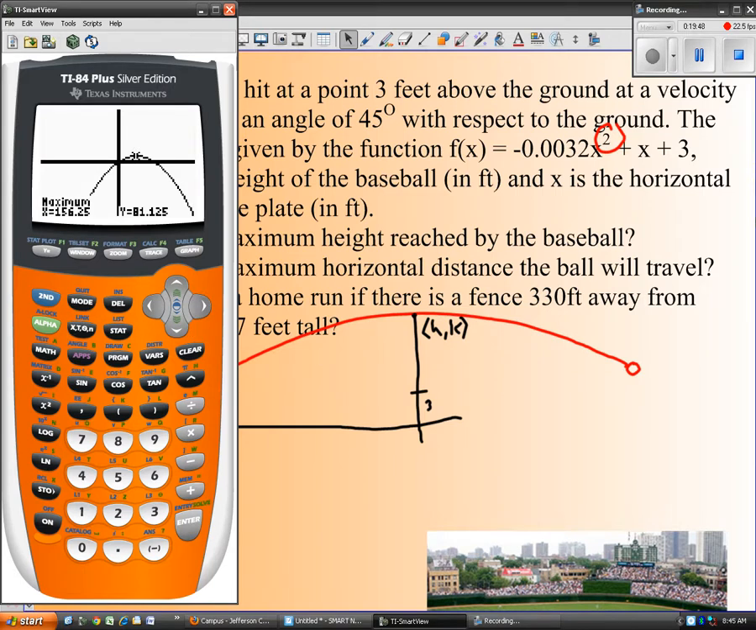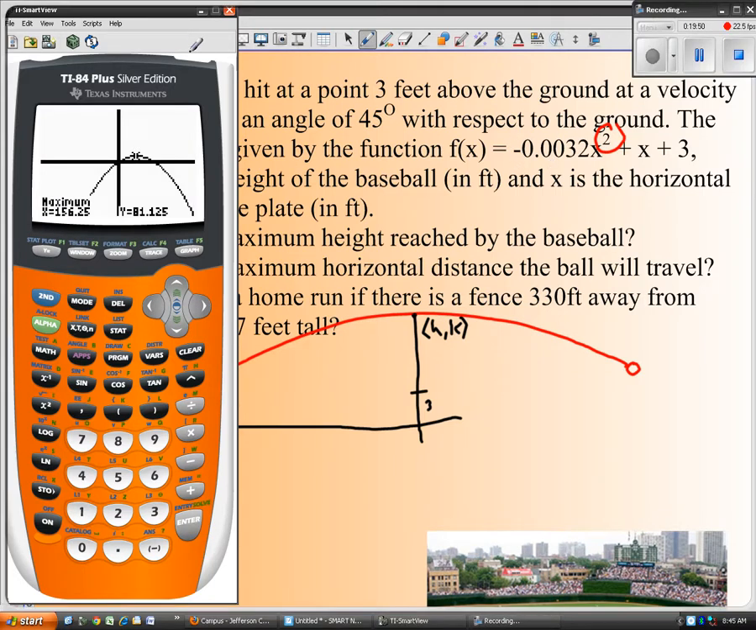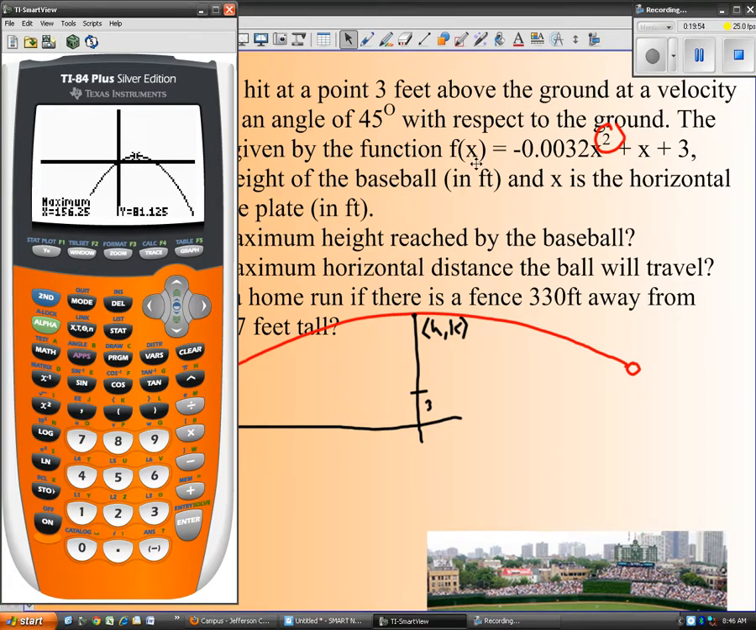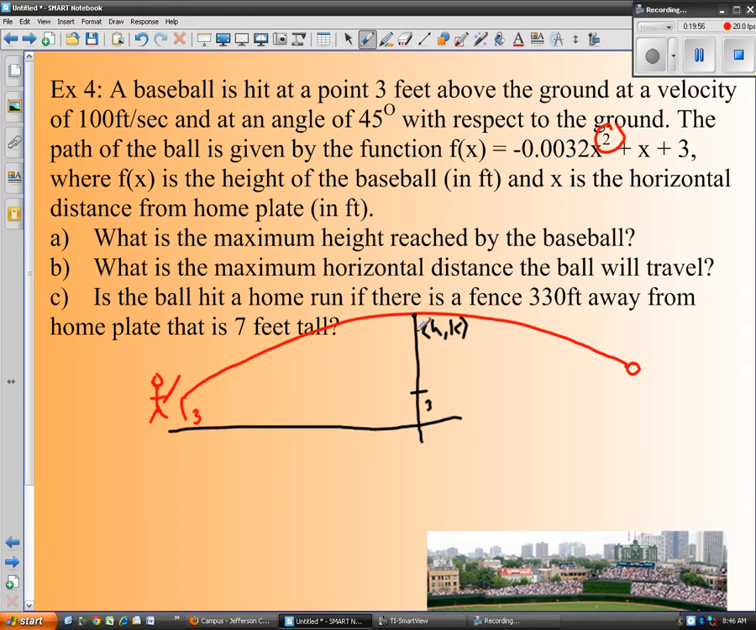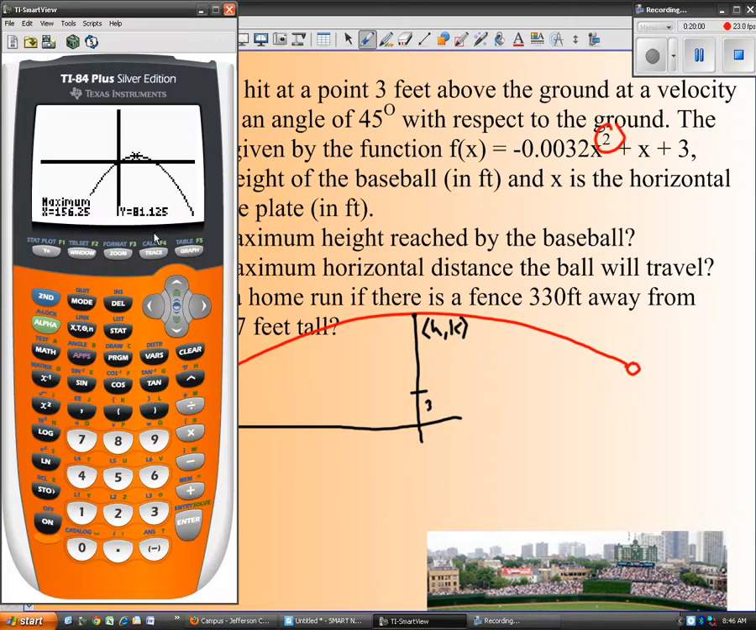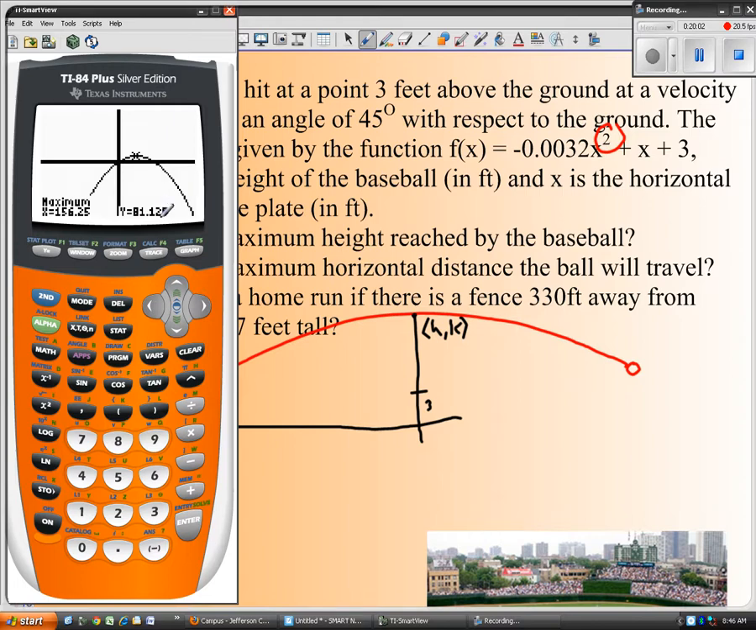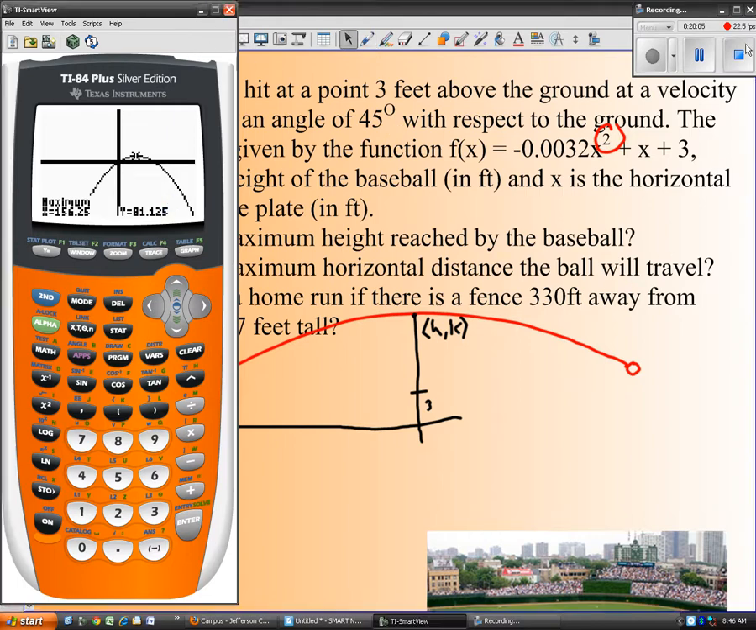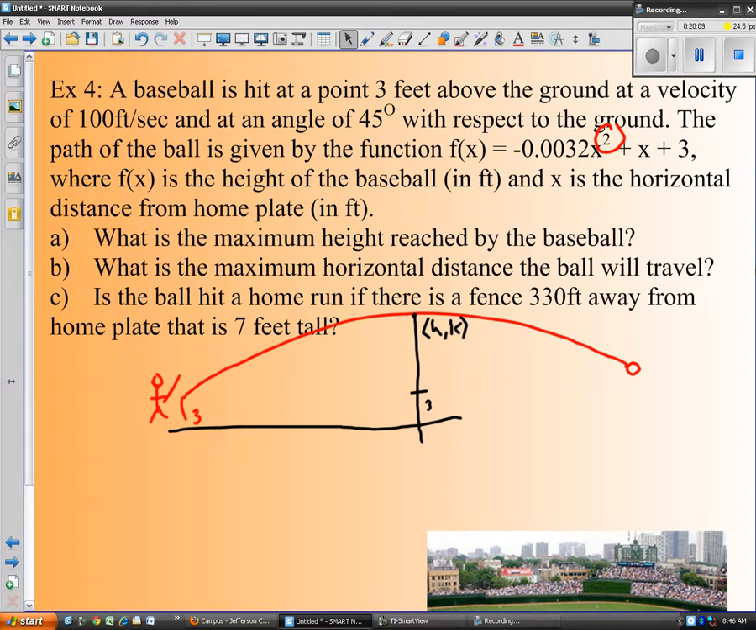So the height of the ball, K, oh wait, I did that wrong. Hold on. The height of the ball was 81.125 feet. So the y value would be the height at the maximum. So 81.125 feet. So the maximum height for A was 81.125 feet above the ground.